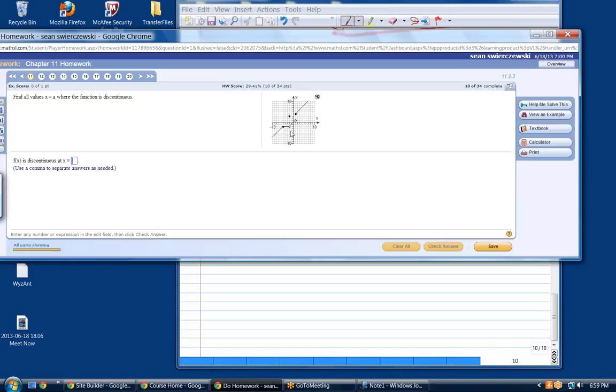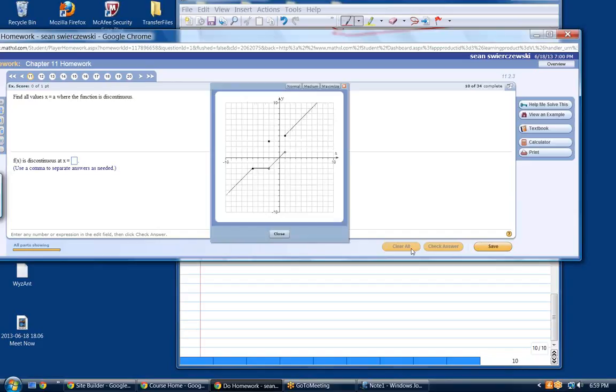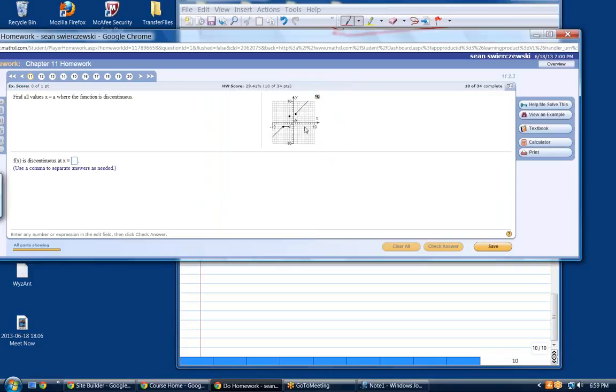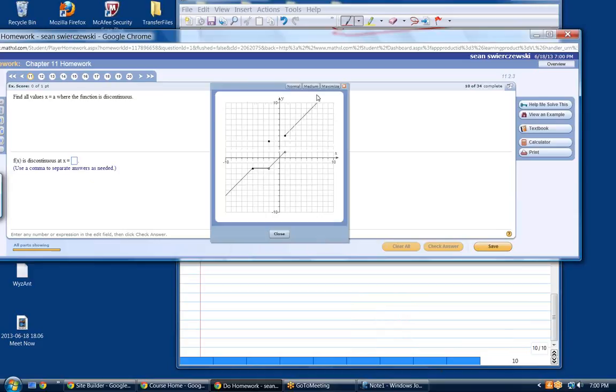Okay, so where is this function discontinuous? It'd be negative 2 and 1. Correct. I'll be honest, those were a guess because of the points not being filled in. Is that the best way to think about it? Well, let's go back and look at it again.